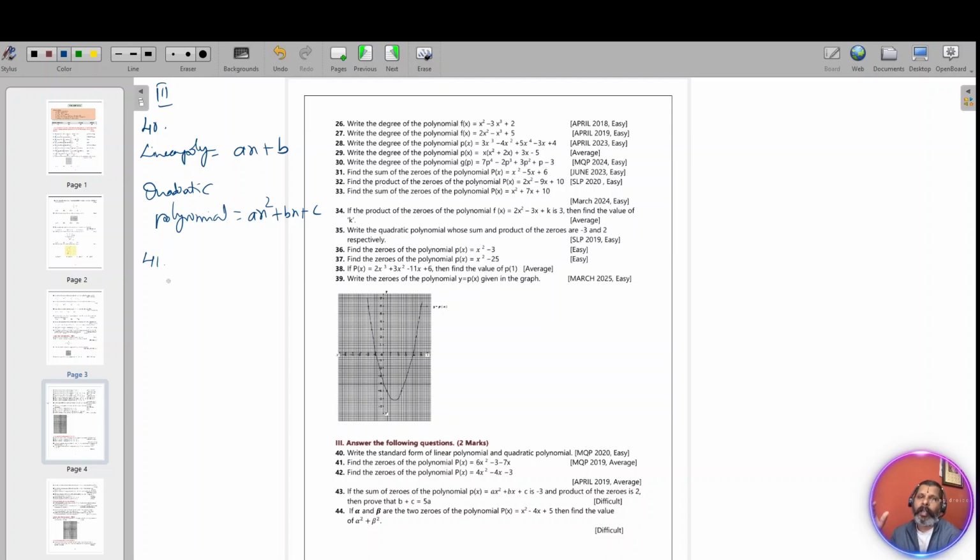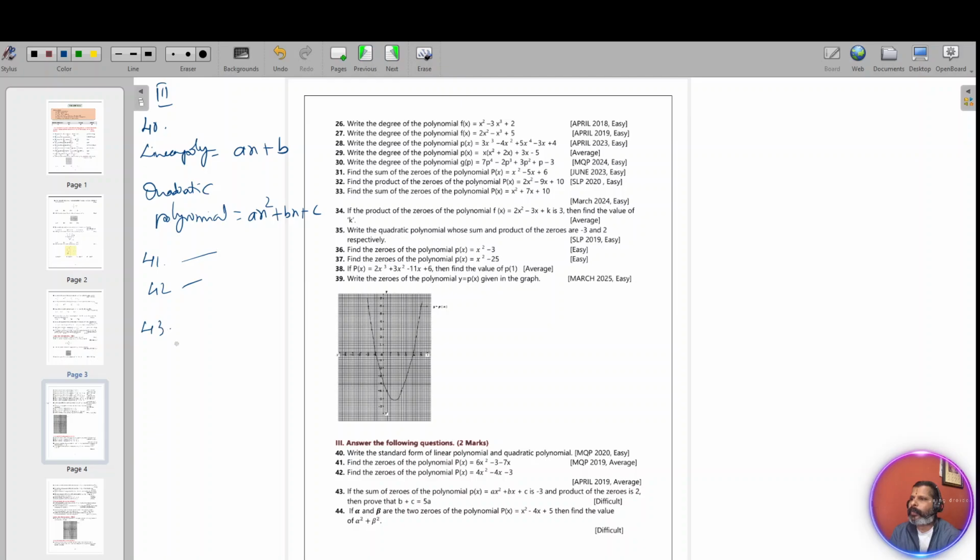Apart from that, I have solved many questions where the quadratic polynomial roots are also there. This you can solve yourself. 42 also you can solve yourself. Find the zeros, you can solve yourself.